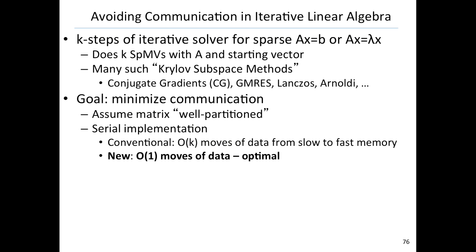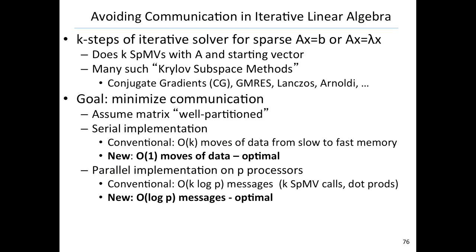So I'm going to somehow reorganize all of these different algorithms to take k steps, even though I've only read the data out of slow memory once. That's the sequential case. In the parallel case, imagine I'm spreading the work out over p processors. What's the conventional algorithm going to do? At each step, it's going to do a matrix vector multiply, and it has to do a dot product. A dot product costs log p messages to do the reduction. So the cost is going to grow like k times log p. That's going to be the latency cost. The new algorithm is going to do 1 reduction, or maybe 2 reductions, and still take k steps of the algorithm. And so that's going to be another large factor of speedup.